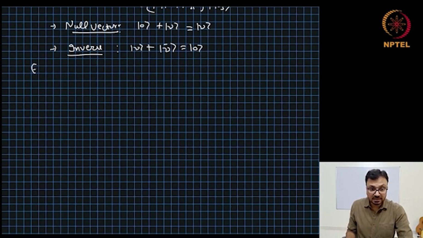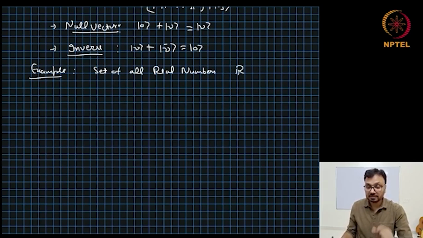So to understand it better, let's take examples. The set of all real numbers, represented by R, and these are scalars. This set forms a linear vector space. We have to define this: it forms a linear vector space over the field of real numbers.